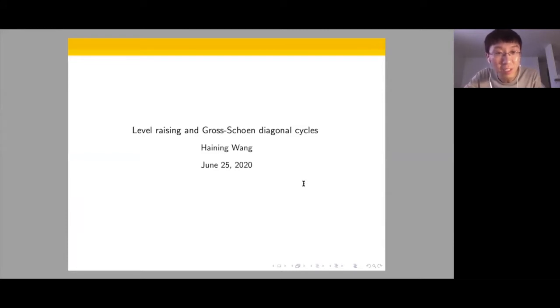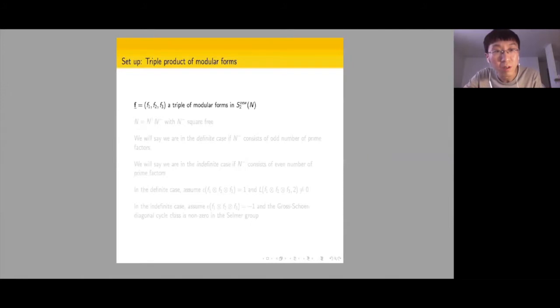So I want to discuss some of my recent work on diagonal cycles and triple product L-functions using the method of Bertolini-Darmon involving level raising of modular forms. So I want to first introduce the setup.